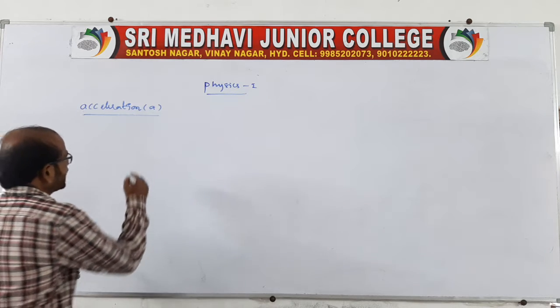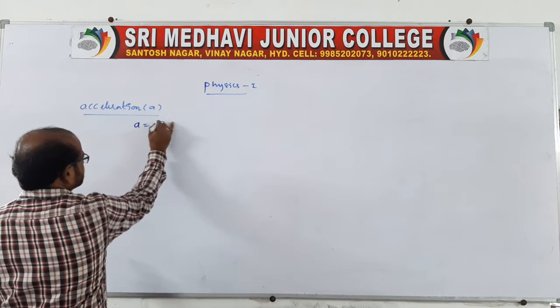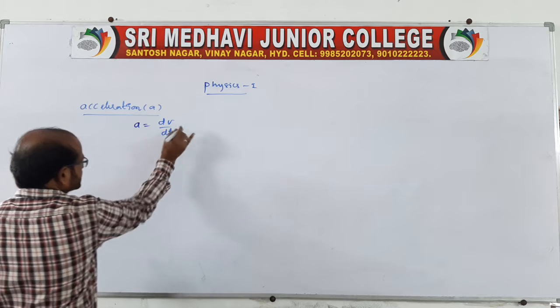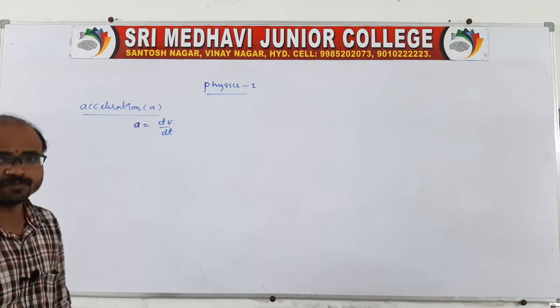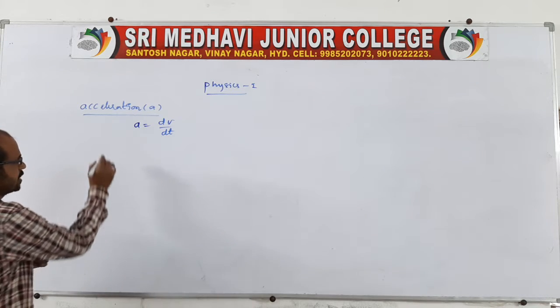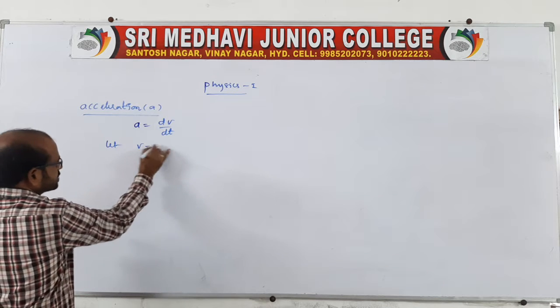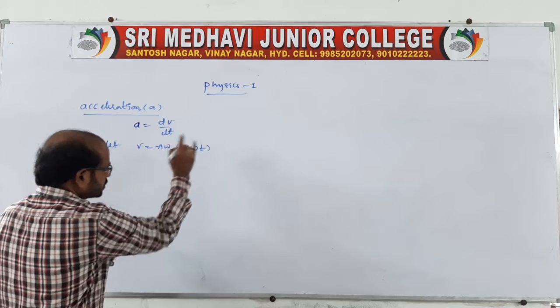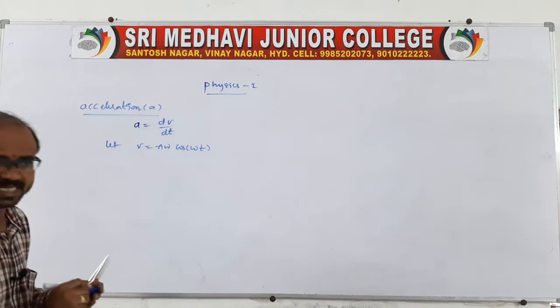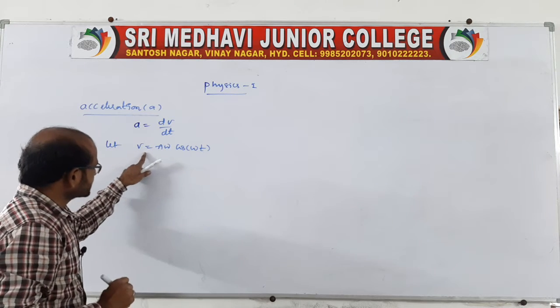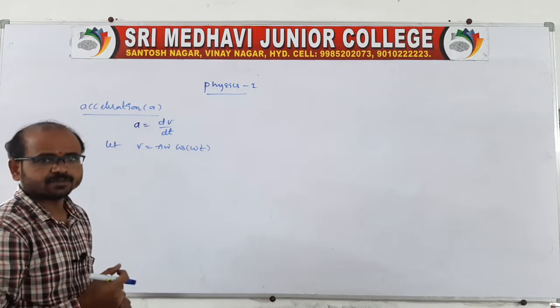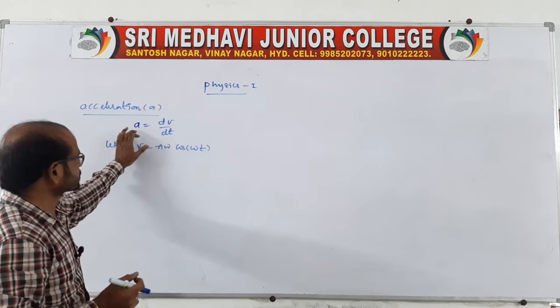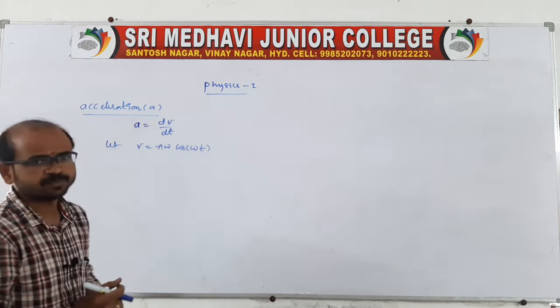Here we know acceleration is nothing but the rate of change of velocity. But we know V is equal to A omega cos omega t. In the previous class, we derived the velocity expression. This is the expression related to the velocity. So the acceleration is equal to dV by dt.